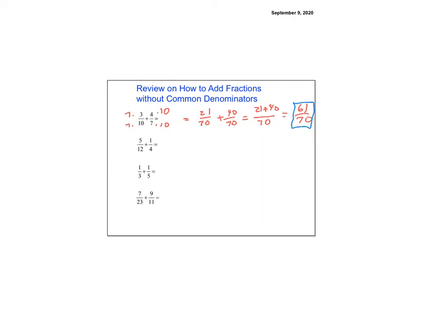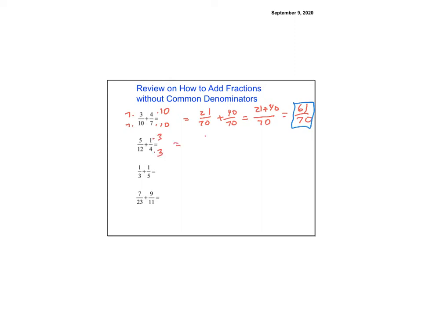Now look at the next one. We could simply multiply one fraction by 4 and the other by 12, or you could find the least common denominator. The bigger number there is 12. Is there a way to make that 4 a 12? Yes, I could multiply it by 3 to get 12 down there.